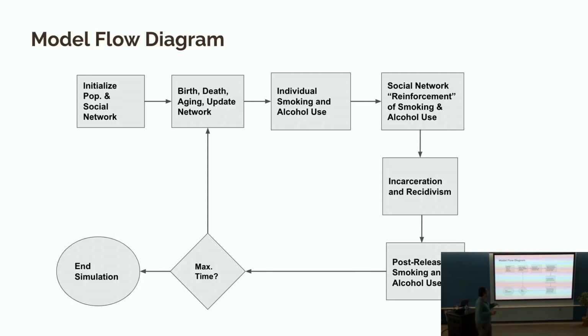So you initialize a model, you simulate various demographic parameters. There's individual smoking and alcohol use. There's social network reinforcement of these behaviors. People undergo incarceration, release, recidivism, and so on. And then there's post-release smoking and alcohol use. And all of these things put together can produce aggregated synergistic effects across the system.